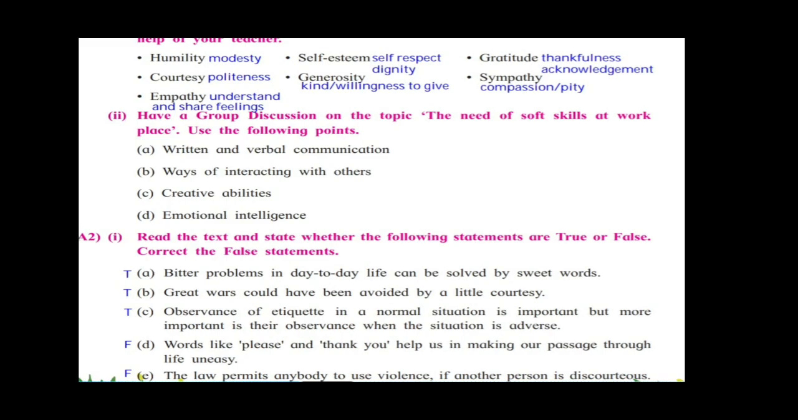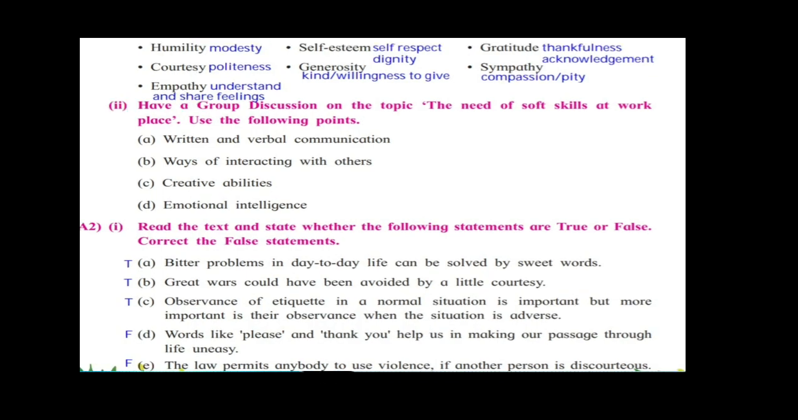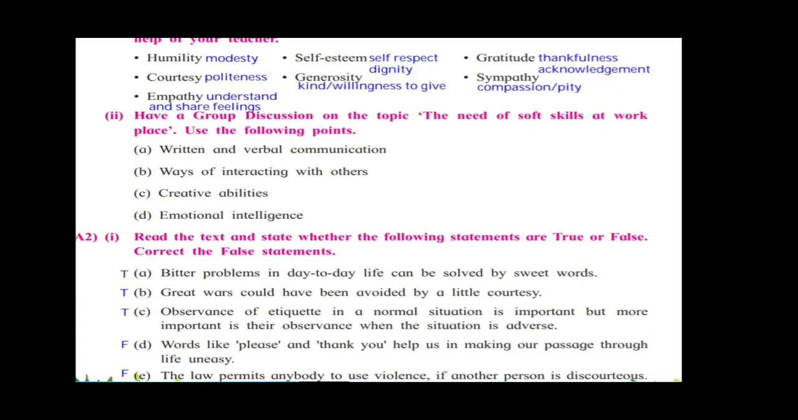Correct the false statements. Okay, bitter problems in day-to-day life can be solved by sweet words. The answer is true. Great wars could have been avoided by a little courtesy. Answer is true. Observance of etiquette in normal situation is important, but more important is their observations when the situation is adverse. True. Words like please and thank you help us in making a passage through life uneasy. False. Words like please and thank you help us in making our passage through life easy. The law permits anybody to use violence if any other person is discourteous. False. The law never permits anybody to use violence if another person behaves discourteously with you.